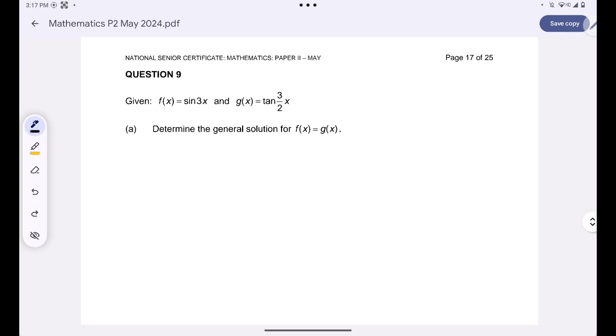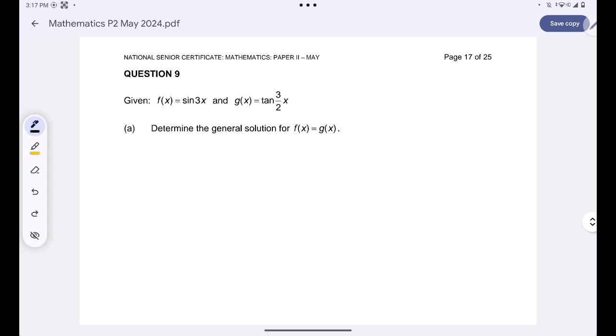misunderstandings. Okay, we are given f of x and g of x. The first thing we are asked to determine is the general solution. Okay, we must just equate the two. I have sine 3x is equal to tan 3 over 2x.